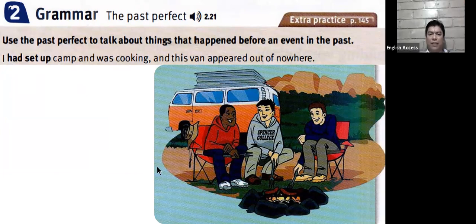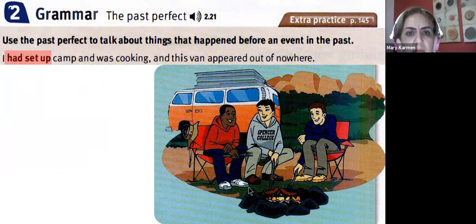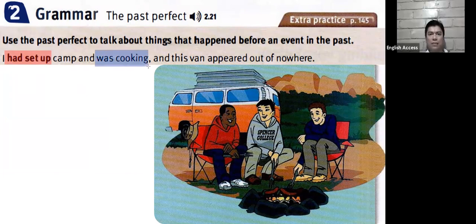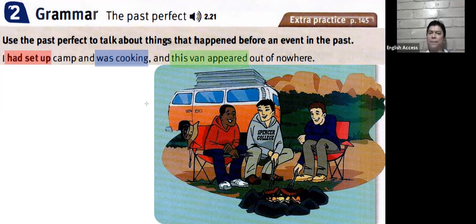Notice how we have three tenses here. I had set up camp. Then the past continuous: was cooking. And then we have this van appeared. So what are we doing? He is narrating a story in progress.